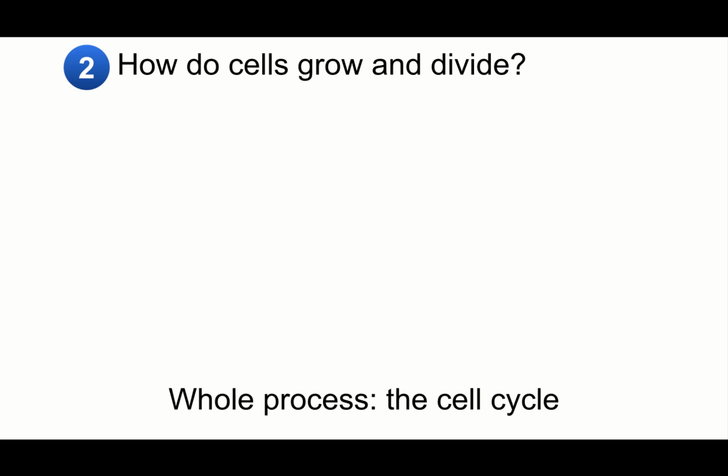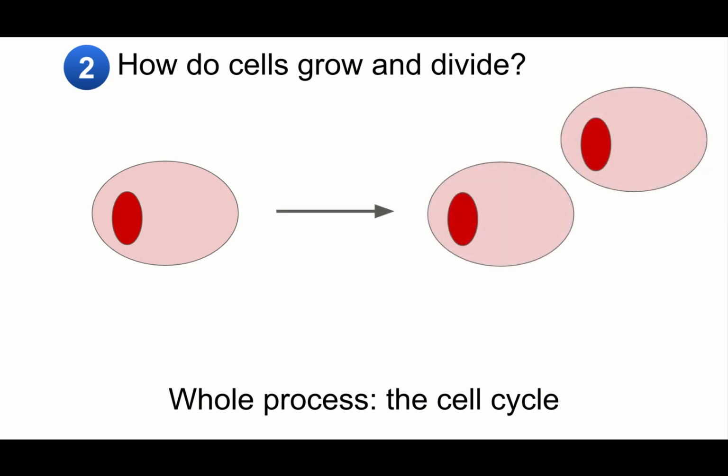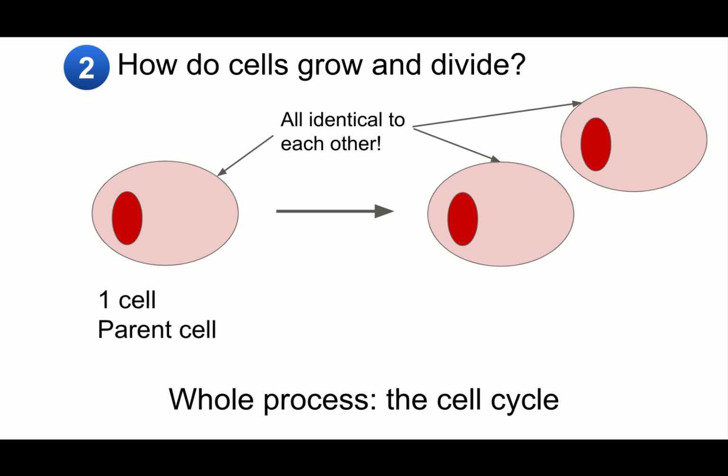Let's talk about this whole process. This whole process of cells growing and dividing is called the cell cycle. And again, we start with one cell. We end up with two cells that are identical to each other and to that beginning cell. Again, we start with one cell, we end with two cells. All cells in question are 100% identical to each other. The initial cell is called the parent cell, and the final two cells are called the daughter cells.